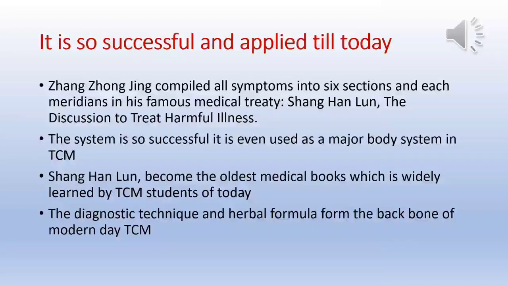And Zhang Zhongjing compiled all the symptoms into 6 sections, and each meridian, in his famous medical treatise, the Shang Han Lun, the discussion to treat harmful disease. I'm going to have a series on this Shang Han Lun in a separate training for when you want to learn about herbs and formulation. The system is so successful, it is even used today as a major body system in TCM. Okay, so the Shang Han Lun became the oldest medical book still widely studied by TCM students even until today. And the diagnostic technique and the herbal formulas form the backbone of modern-day TCM. So Zhang Zhongjing is the father of TCM.